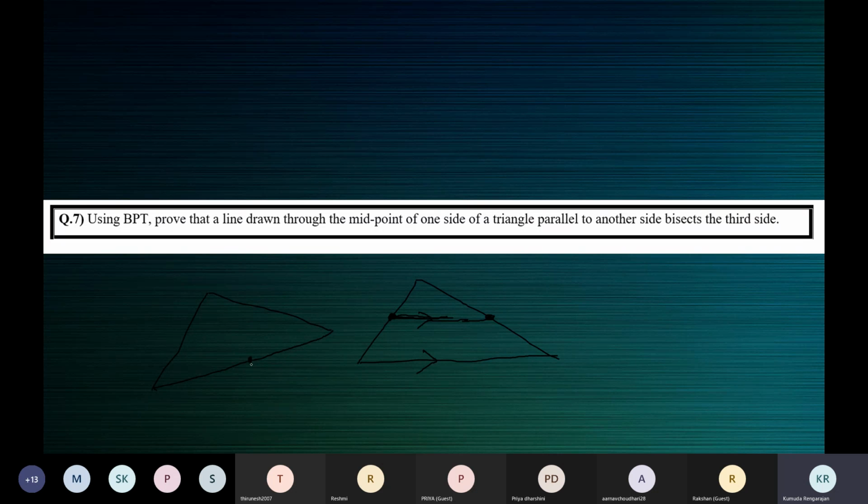Now you should decide if you're going parallel to this side or this side. If I want to go parallel to this side, I should draw a line like this, see, parallel, parallel. So you must draw like this. A line through the midpoint of one side of a triangle parallel to the second side bisects the third side. The third side is bisected. So that means this is the midpoint of the third side.